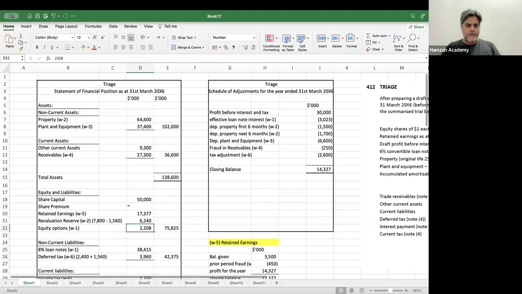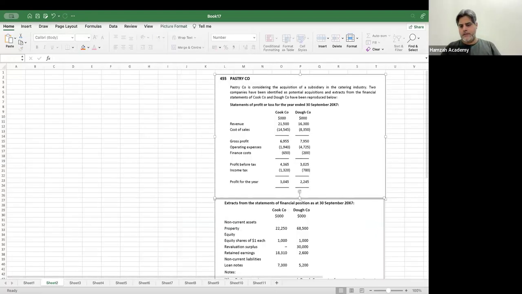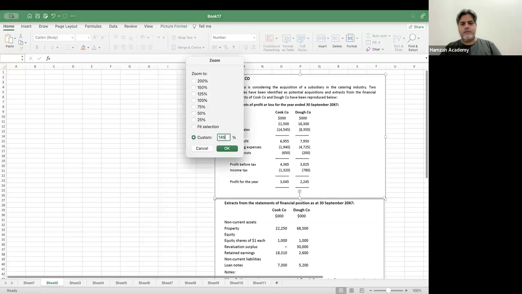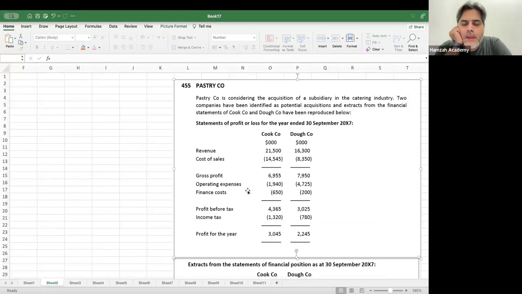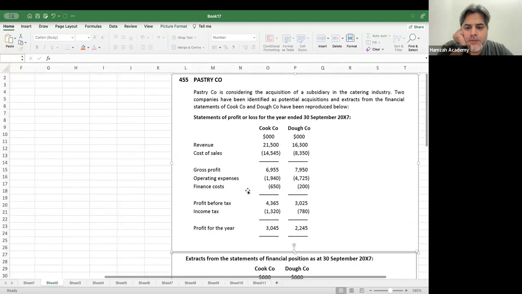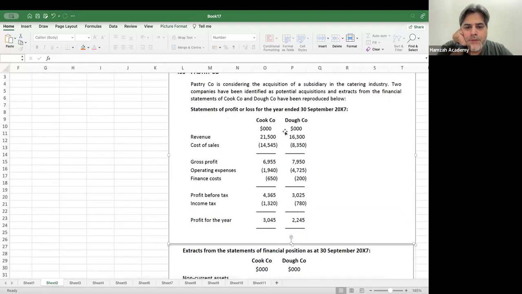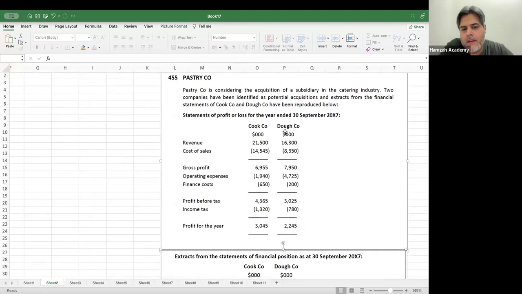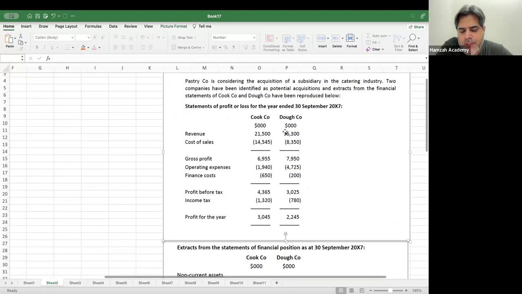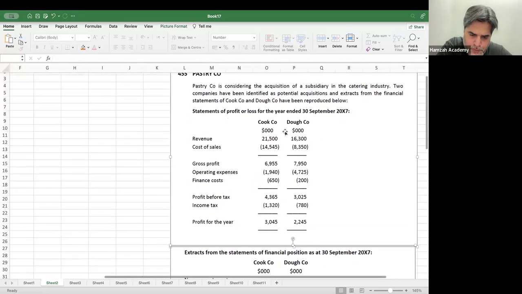Okay, let's start now. We have another question over here, and this is from the Pastry company. If you look at this question, we have the Cook company and the Dough company. The Pastry company is considering the acquisition of a subsidiary in the catering industry. Two companies have been identified as potential acquisitions, and extracts from the financial statements of the Cook and the Dough company have been reproduced below.